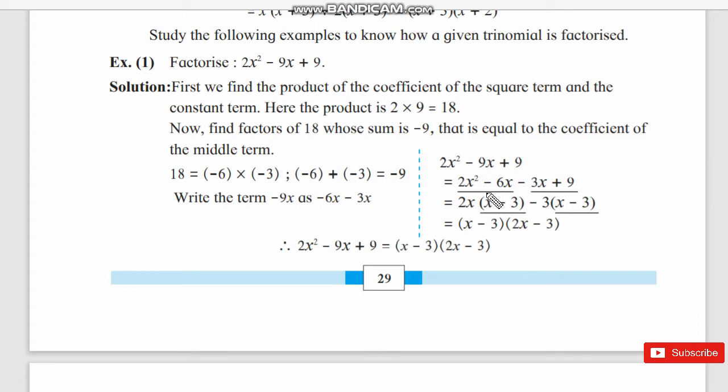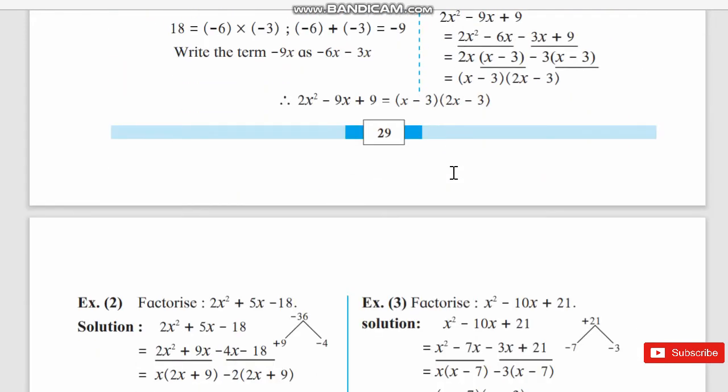Now we are just making groups of 2. This is the first group and this is the second group. From the first group we can take the common factor 2 into x, it means 2x, into x minus 3. From the second group the common factor is minus 3, into x minus 3. So we get x minus 3 in the first bracket and 2x minus 3 in the second bracket. So 2x square minus 9x plus 9 is equal to x minus 3 into 2x minus 3. So these are the factors of the given expression. We are just solving the quadratic expression in this way.